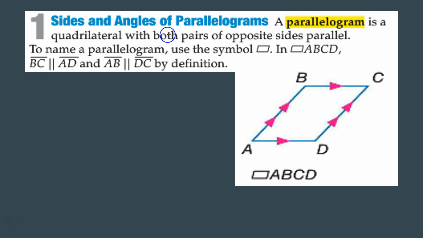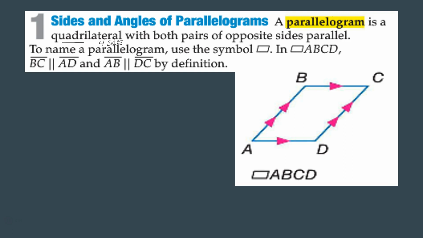Alright, sides and angles of parallelograms. So today, as you can see, we're going to go over parallelograms. A parallelogram is a quadrilateral with both pairs of opposite sides parallel. Remember, a quadrilateral means when we have four sides. So we're no longer talking about triangles, we're talking about quadrilaterals that have four sides. And the way I remember this is quads have four wheels.